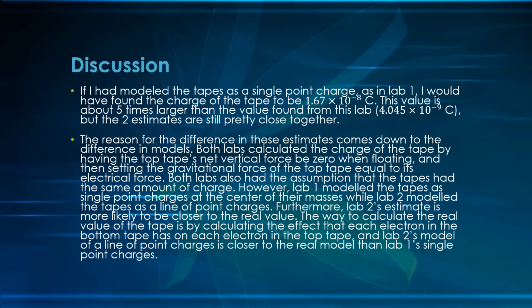The reason for this difference comes down to the models. Both labs calculated the charge by having the net force on the top tape equal 0 and then setting the gravitational force equal to the electric force. Both labs also assumed that the tapes had equal charge. However, Lab 1 modeled the tapes as point charges at the tape's center of mass, while Lab 2 modeled the tapes as lines of point charges. Therefore, the Lab 2 value is closer to the actual value, because the real value is found by calculating the effect that each electron in the bottom tape has on each electron in the top tape, and the Lab 2 model is closer to the real-world model.